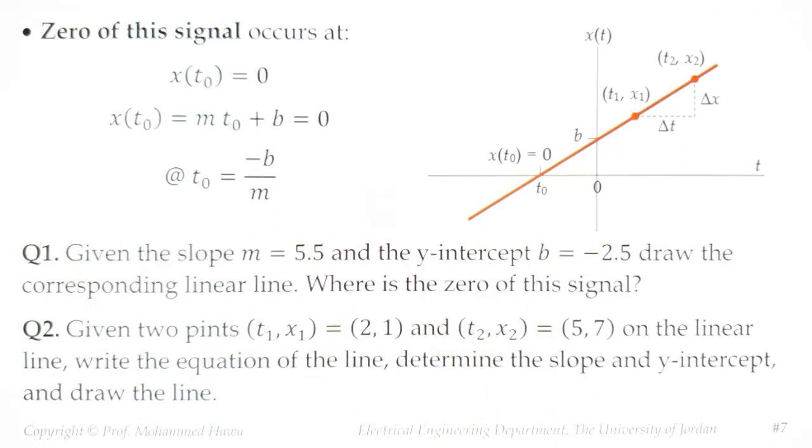In the next exercise, I want to give you 2 points, and I say those 2 points lie on the linear line. t1, x1, that's 2 and 1. And then t2 and x2, that's 5 and 7. So at 5 seconds, you get a value of 7. From the knowledge of those 2 points, please write the equation of the linear line and also determine the slope and the y-intercept. And then from that, draw the linear line.